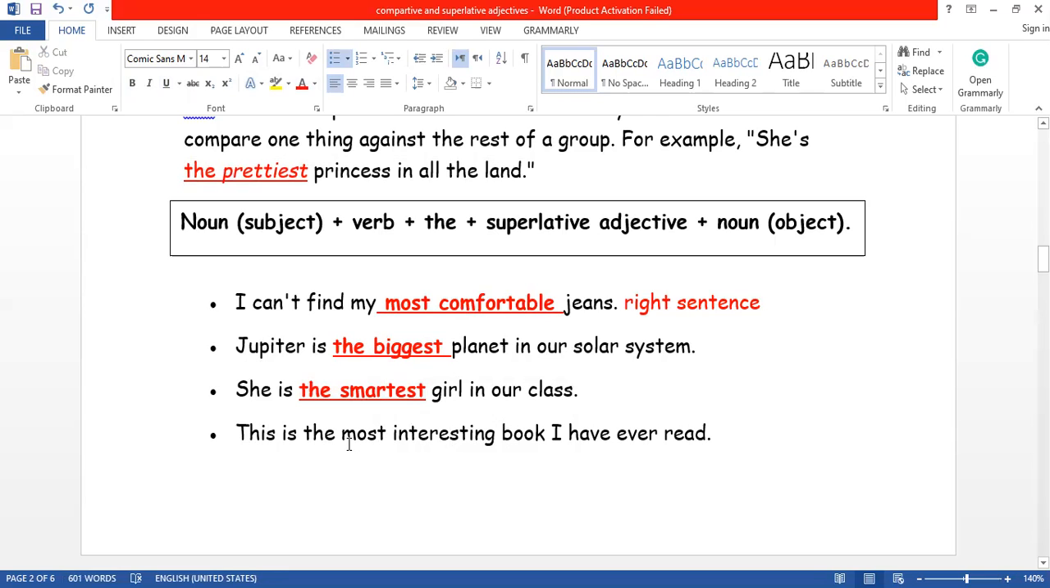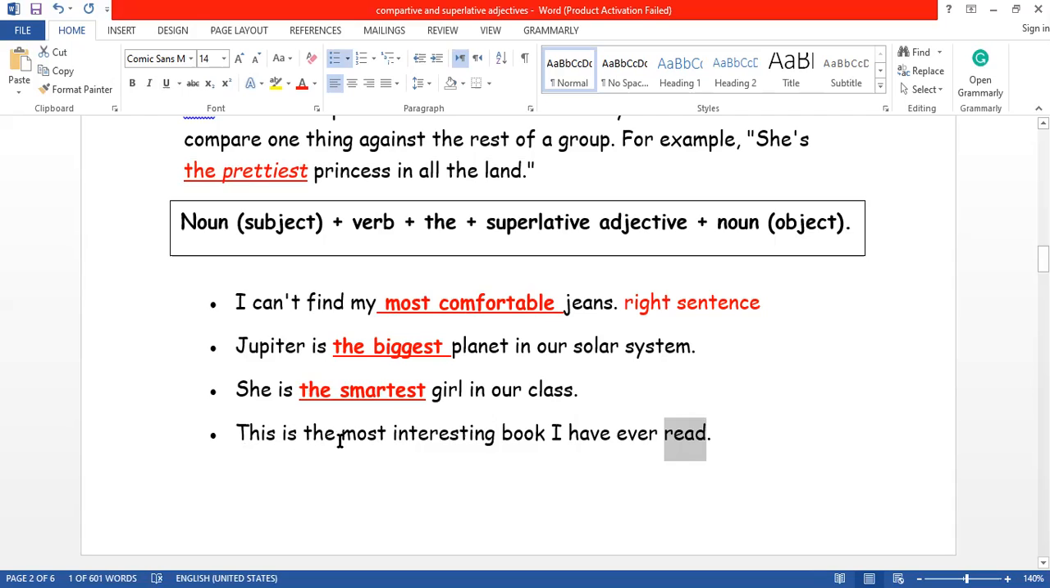This is the most interesting book I have ever read. So notice that we say read, not read, have read. And you are going to take this perfect tense, inshallah, later. Have read. Okay, so let's get back to the superlative adjective.